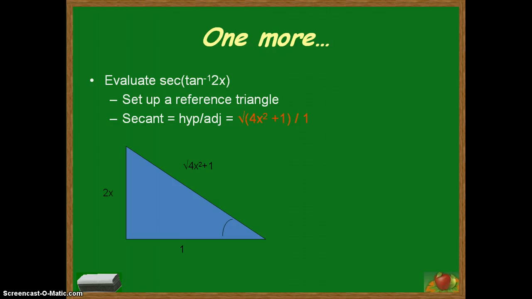So if you look at the drawing, you see I have the opposite side is 2x and the adjacent side is 1. Using the Pythagorean theorem, I can figure out what the hypotenuse is. Once I know the hypotenuse, I figure out the ratio for secant, which happens to be hypotenuse over adjacent. So therefore, I have square root of 4x squared plus 1 over 1, which really simplifies to the square root of 4x squared plus 1.